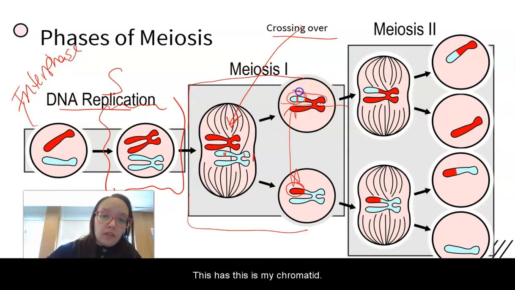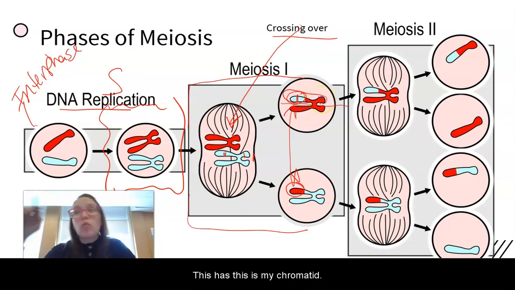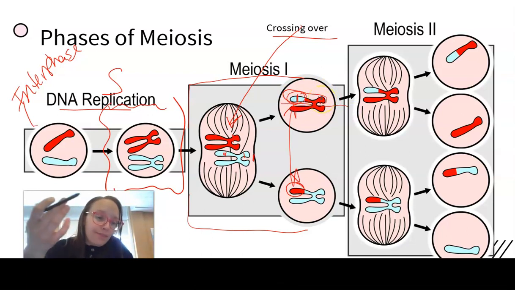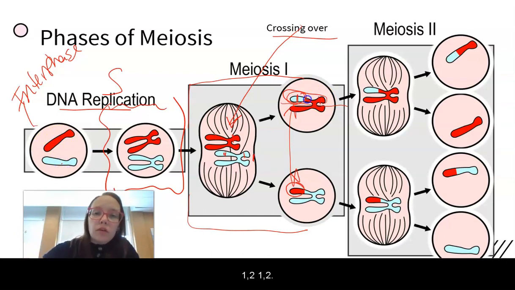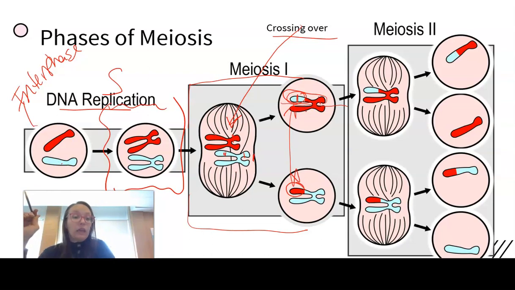Because this is my chromatid. My chromatid has the genetic information. Right, so 1, 2, 1, 2. I need to drop down again.